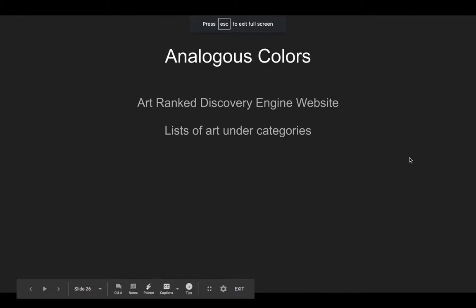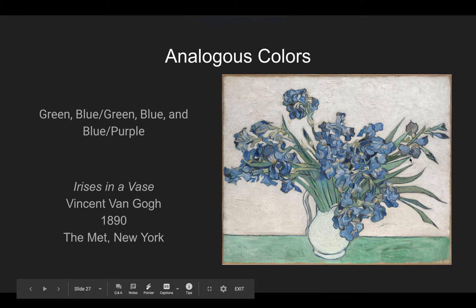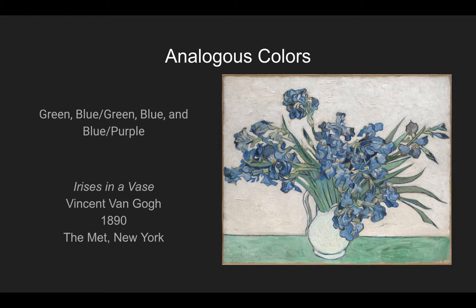So there are some examples of analogous colors, and then this is an example of a famous painting. This one's by Vincent van Gogh, and it's called Irises. You'll see that the main colors in it are green, blue, and blue purple. However, Van Gogh was an amazing genius colorist. So he did something extra, of course, to make the colors really pop and really sparkle.